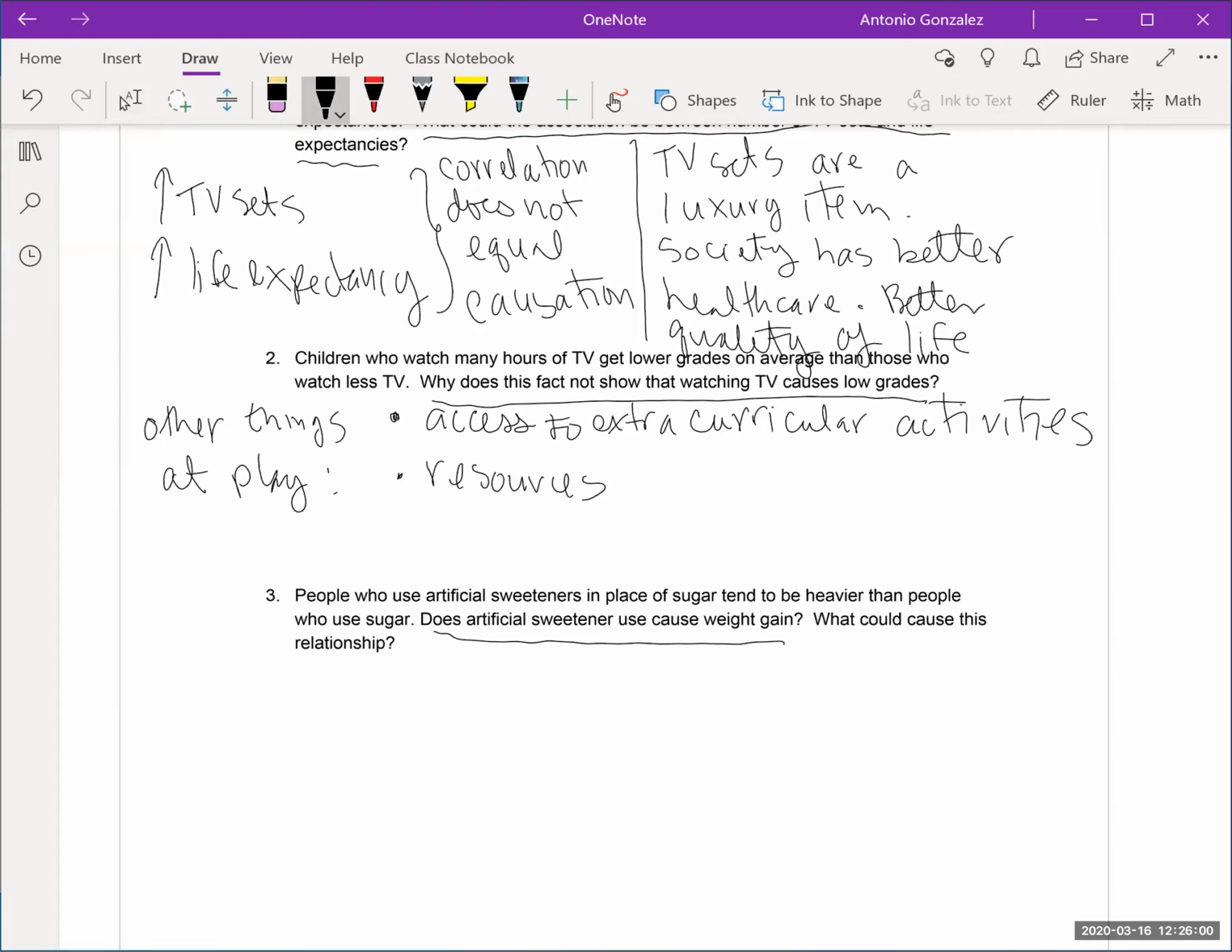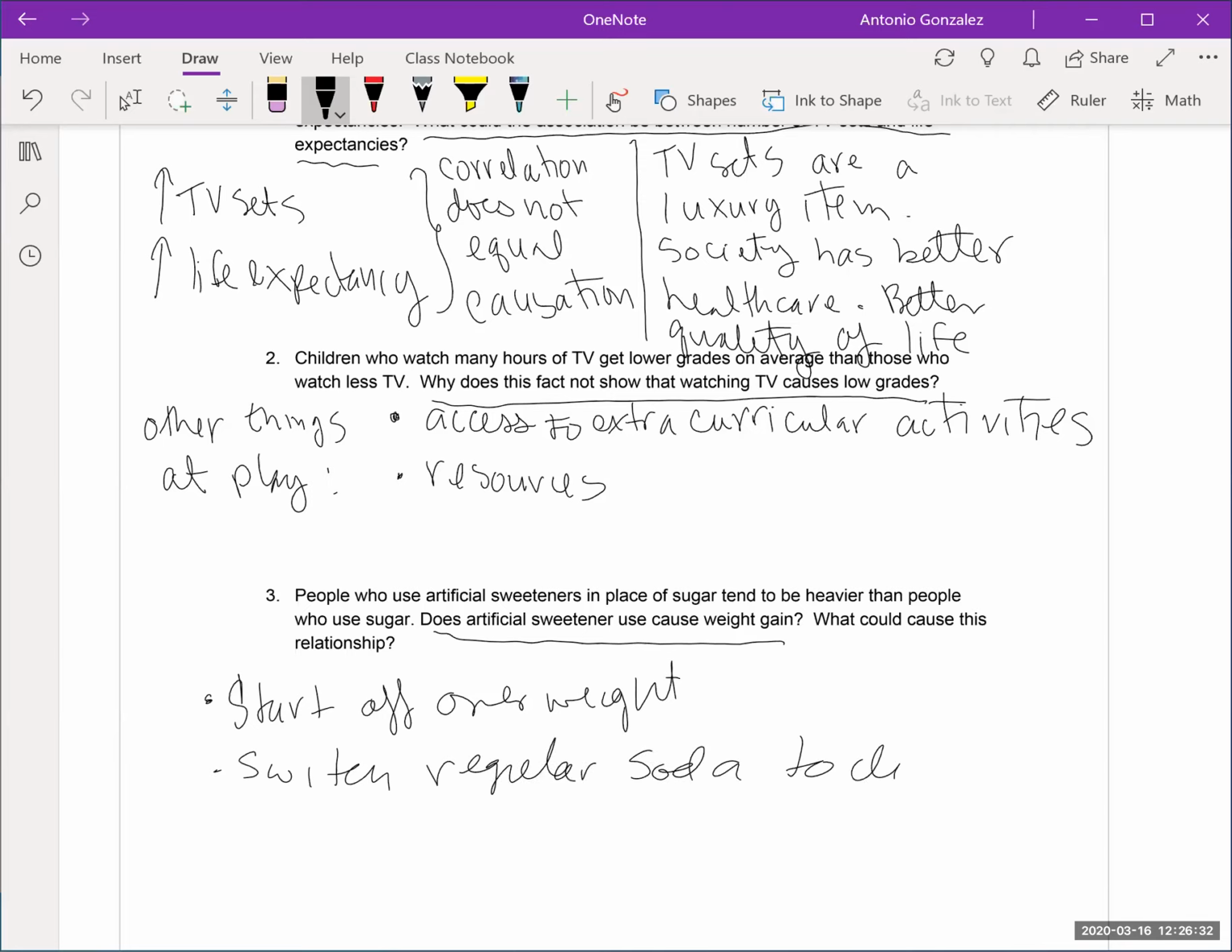All right. Now, in this case, I can speak from personal experience here. When I was younger, I used to weigh over 300 pounds. So I started off overweight. And the first thing I did was I switched over from regular soda to diet soda. Right. So maybe the artificial sweetener wasn't the cause of it. I already came into it kind of overweight.